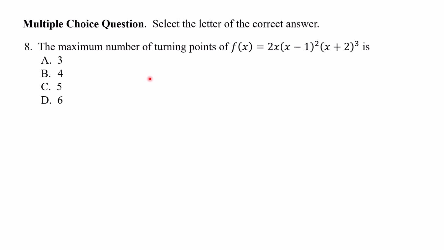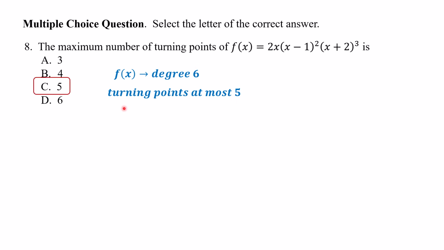Now the next problem is the maximum number of turning points of this function. So here we can see that this factor is of degree 3, because if you expand this, the highest power is 3, and then if you expand this, the degree is 2, and here we have 1. So meaning this function is of degree 6, and if we have a degree 6 function, the maximum number of turning points is one less than the degree, which is 5. So the answer is letter C.